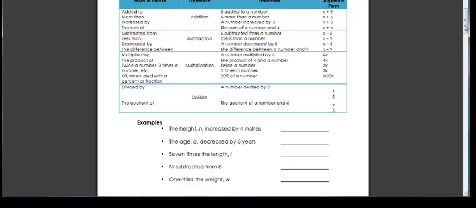Okay, the last one says 1/3 the weight W. So 1/3 of the weight, I guess I should have put the word of in there so that it would tell you that you're going to be doing multiplication here. So 1/3 would be 1/3, and then of the weight, that means you'd put a W. So it'd be 1/3 W. Okay, let's move on down.